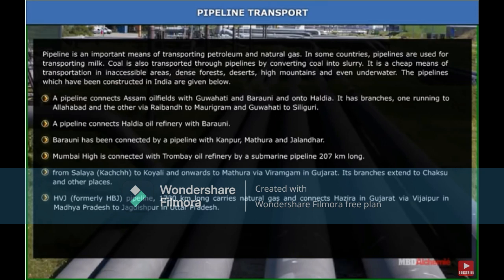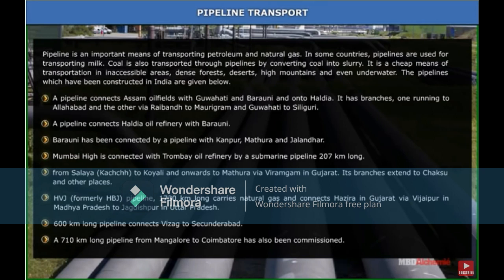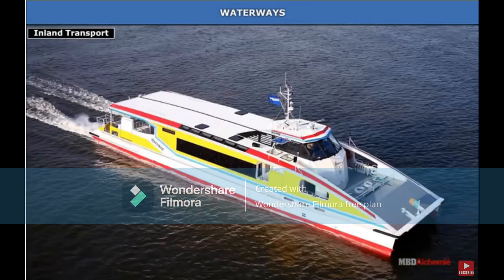HVJ, formerly HBJ pipeline, 1730 km long, carries natural gas and connects Hazira in Gujarat via Vijaypur in Madhya Pradesh to Jagdishpur in Uttar Pradesh. A 600 km long pipeline connects Vizag to Sikandrabad. A 710 km long pipeline from Mangalore to Coimbatore has also been commissioned.